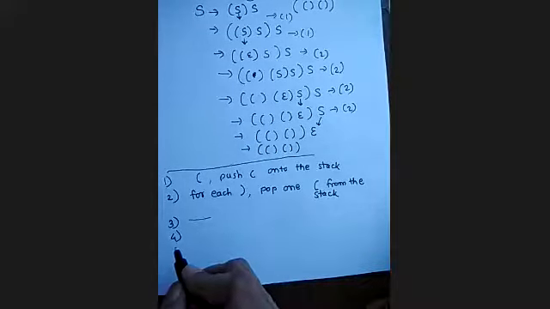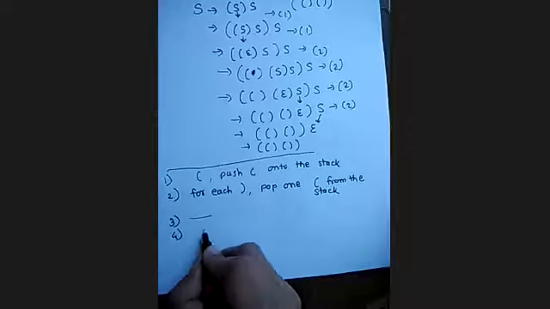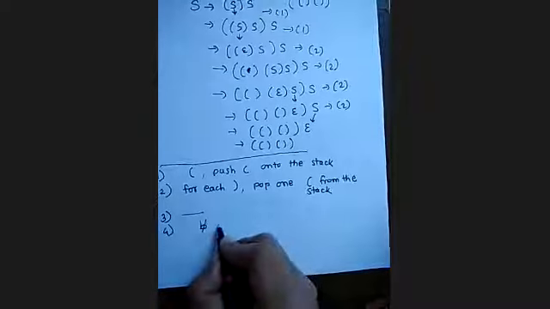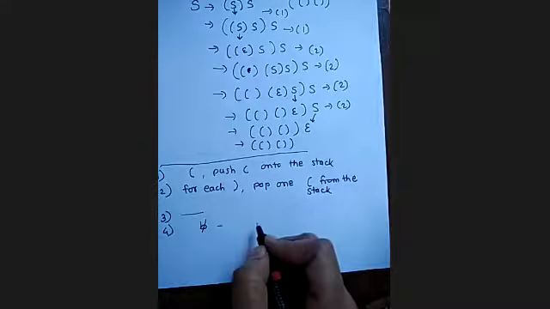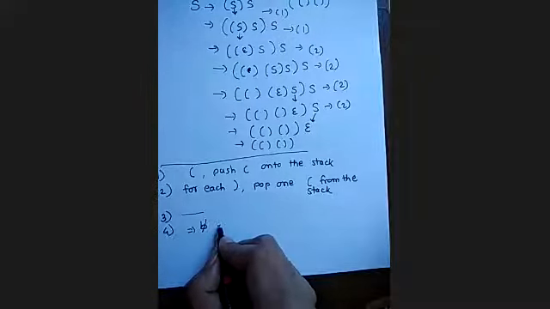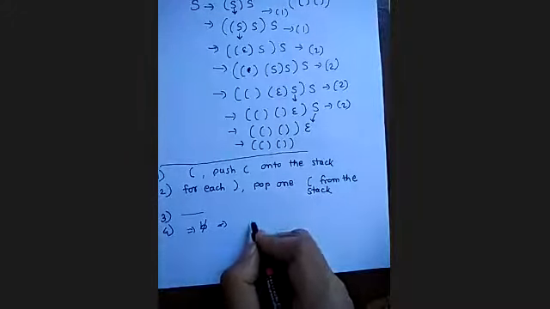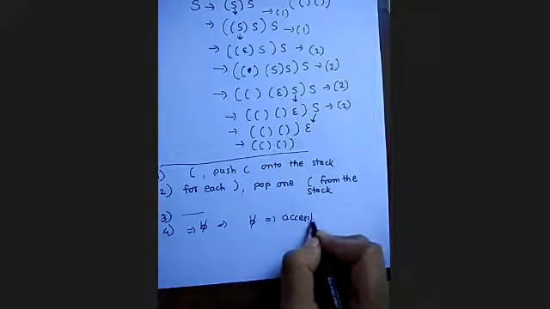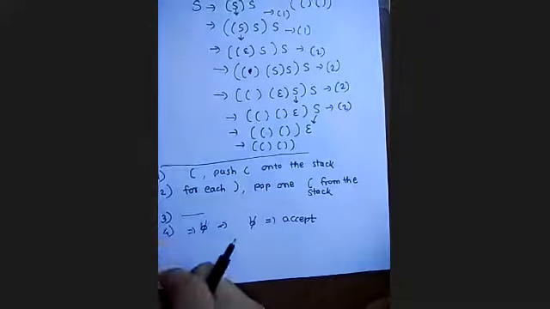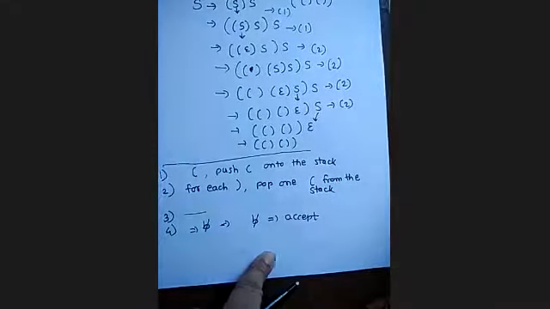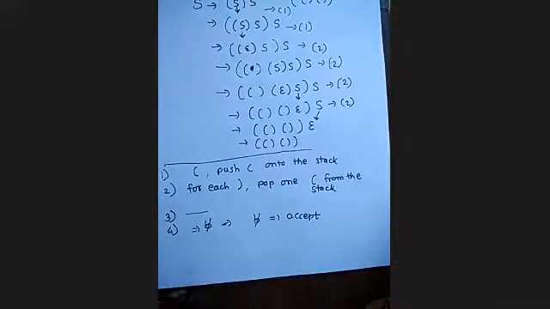The fourth step is what? If the input ends, that is, if you read blank, write this down in English properly. If you read blank and the top of the stack also contains blank, then accept. Because we are considering acceptance by empty stack. So if you read blank and the stack is also blank, then accept it, otherwise reject it.